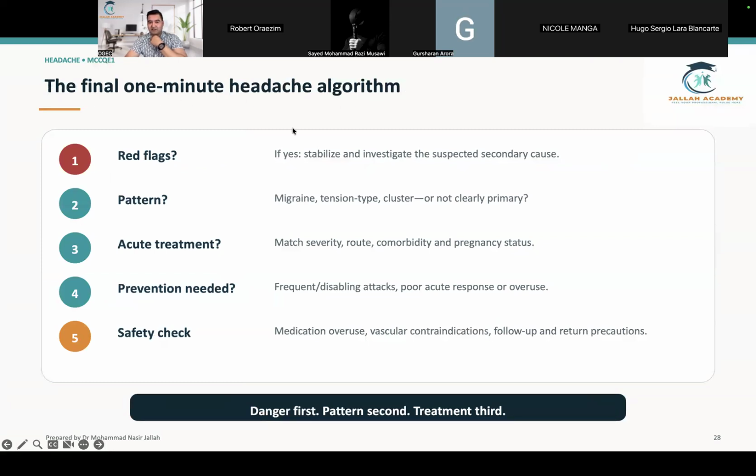The final 1 minute headache algorithm: red flags. Does the patient have a red flag? If yes, stabilize, investigate, suspect a secondary cause. The pattern: migraine, tension, cluster are the primary headaches. Acute treatment: match severity, route, comorbidity, and pregnancy status. Prevention needed: frequent disabling attacks, poor acute response, or overuse. Safety check: medication overuse, vascular contraindication, follow-up, and return precautions. Danger first, pattern second, treatment third.